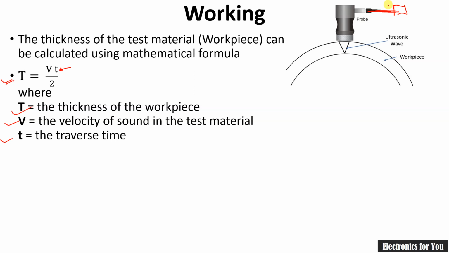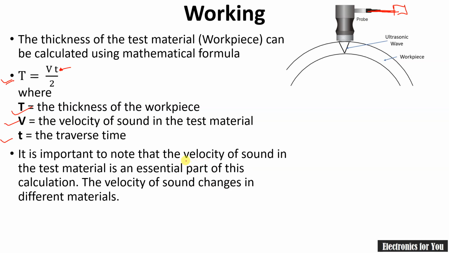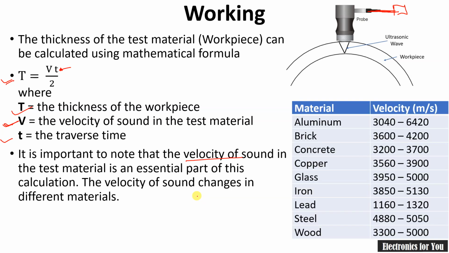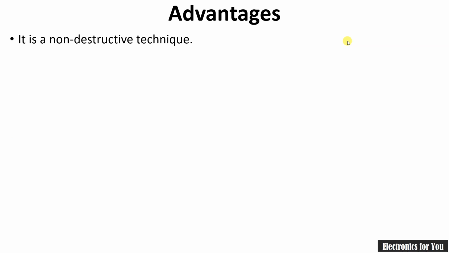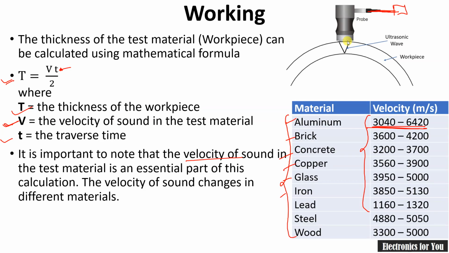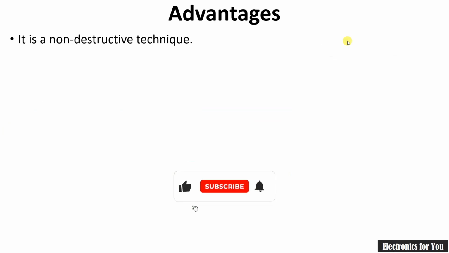But one care should be taken about the velocity of sound. We are using this V here, and the velocity of sound in the test material changes as the material changes. So here are the different velocities of sound for different materials. For example, for aluminum it is different, and for bricks, concrete, copper, these are the different velocities. Again, these have some range. Therefore, if you want to measure the thickness of a material, then you need to calibrate it, and calibration plays a very important role in ultrasonic thickness measurement.